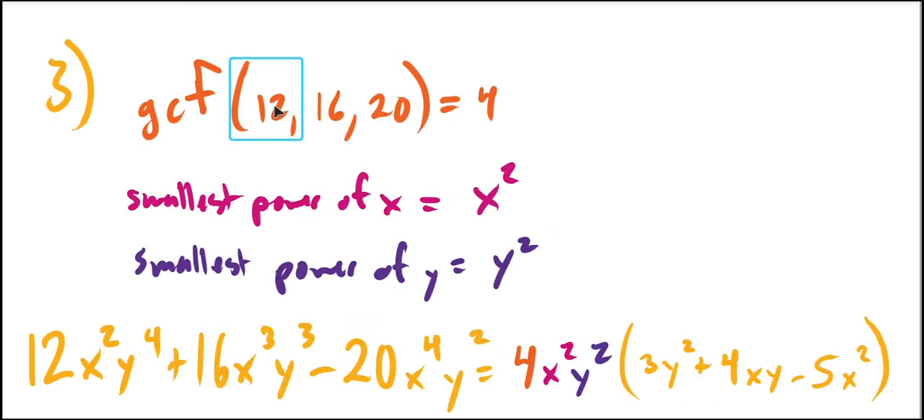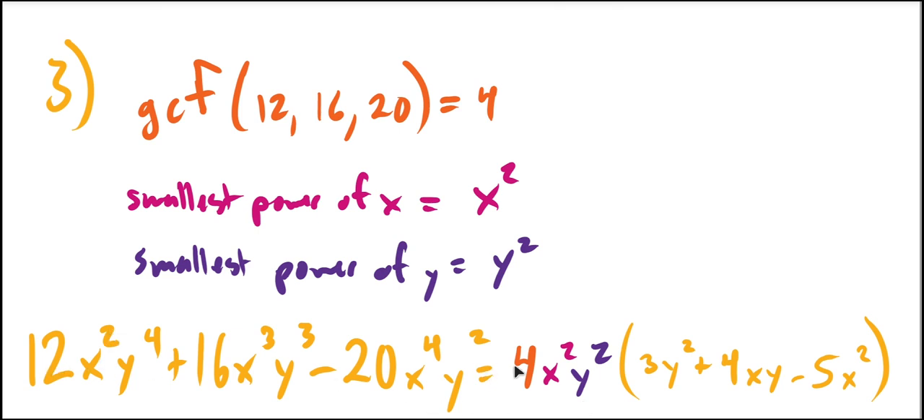For the last one, let's take our time with this. We want to know what is the greatest common factor of the coefficients of 12, 16, and 20. It's 4. What is the smallest power of x? There's an x squared I could take out. What is the smallest power of y? Well, there's also a y squared right here. That's the smallest power of y. So I could take out 4x squared y squared, write it up front, and then we divide that from each term in the polynomial to get the other factor.